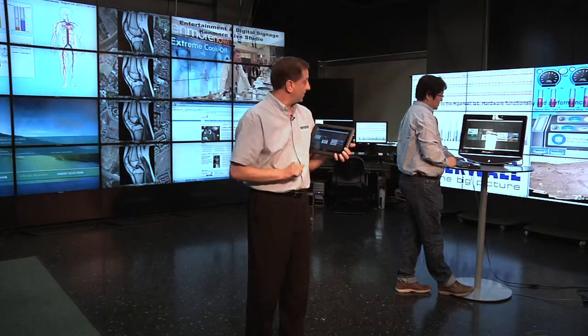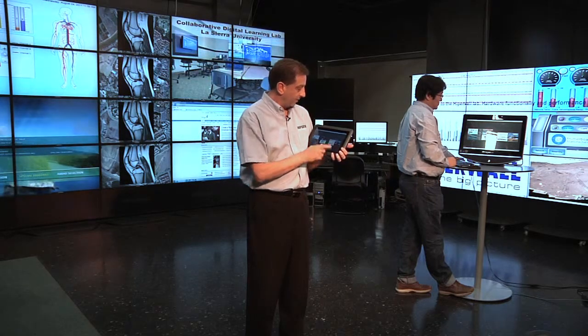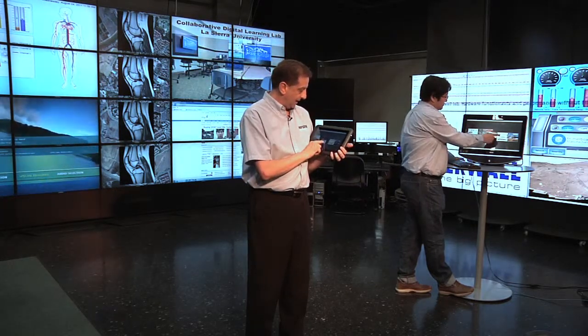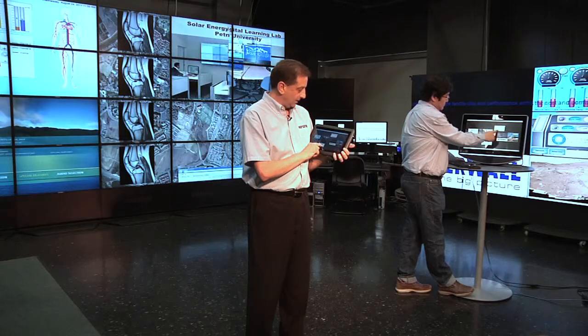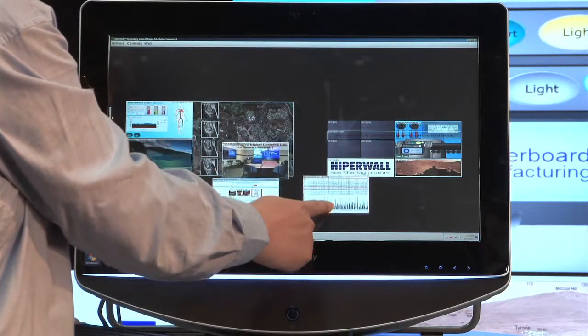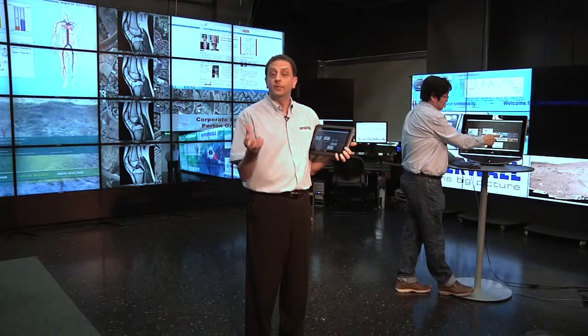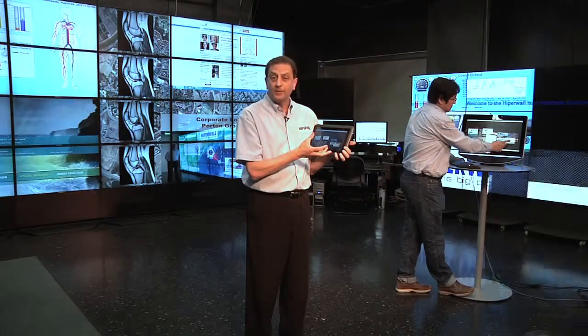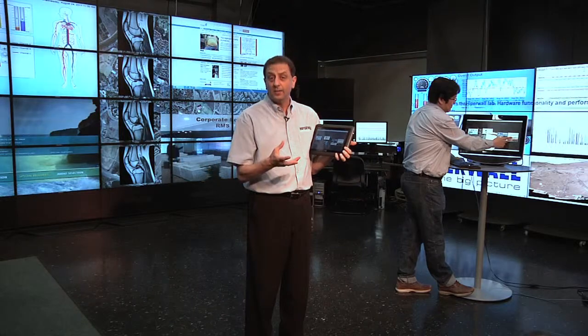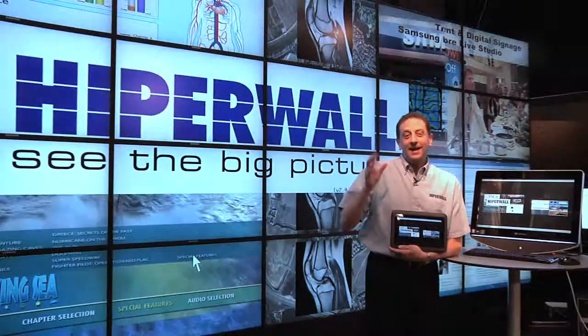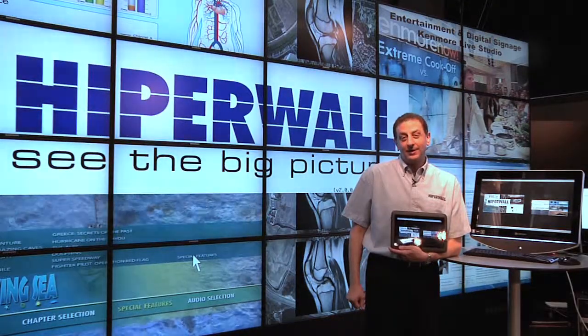And actually, as he starts to move content around on his, you can see that I can actually see it here. And as I move content around on mine, you can see it's happening on his screen. So in fact, we can do multiple simultaneous control nodes distributed throughout an entire facility, all operating simultaneously and yet autonomously from each other. That's our demonstration of the Hiperwall secondary control node.